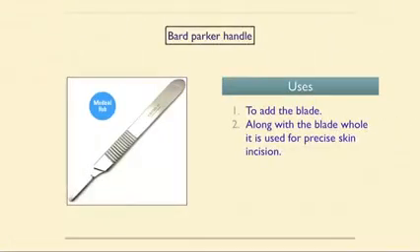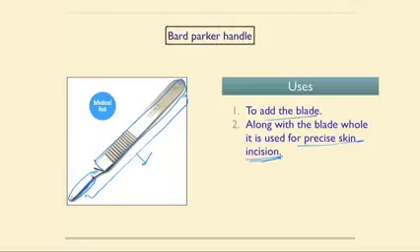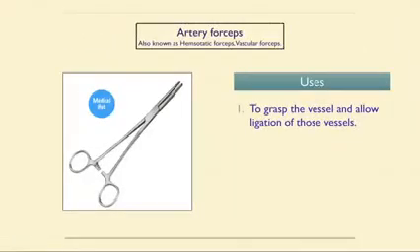Next instrument is Babcock handle. So this is the handle and this is the blade. So you can add different blade to the handle. So to add the blade and along with the blade, the whole instrument is used for precise skin incision. Okay. Next instrument is artery forceps, also known as hemostatic forceps or vascular forceps. It is used to grasp the vessel and allow ligation of those vessels.